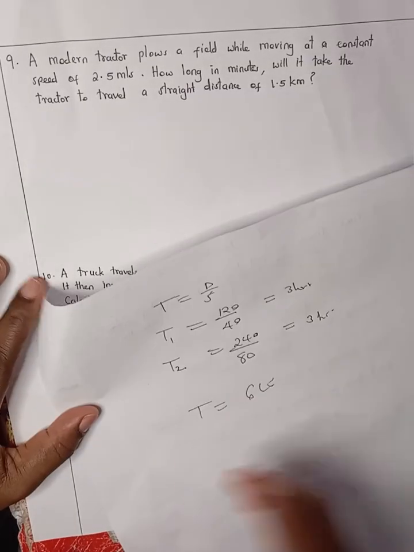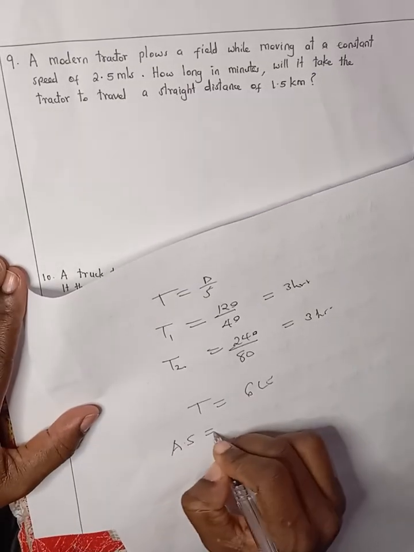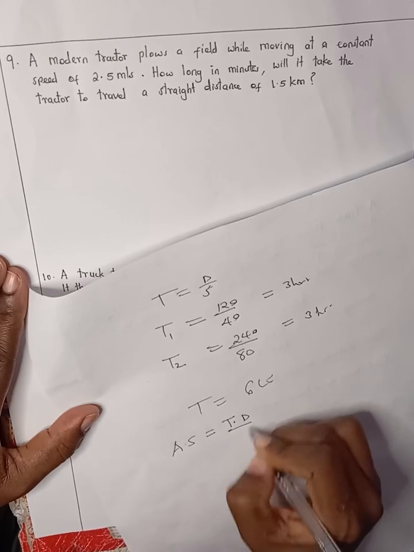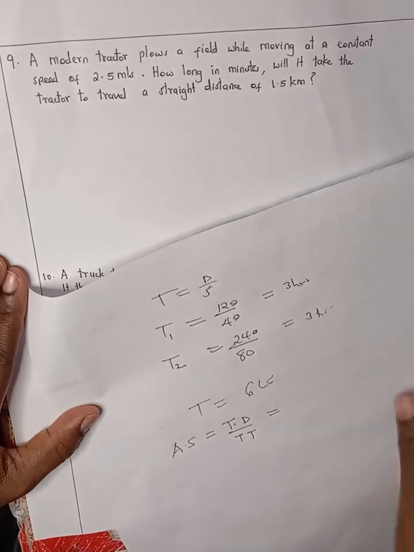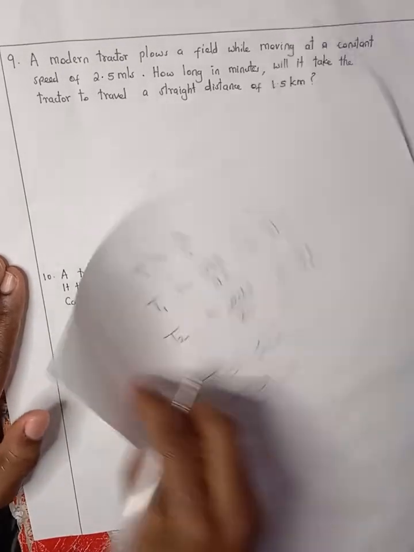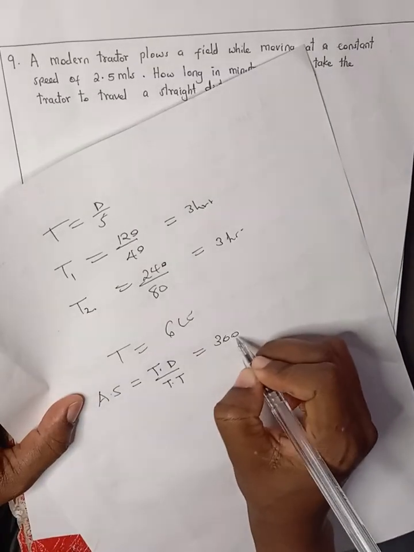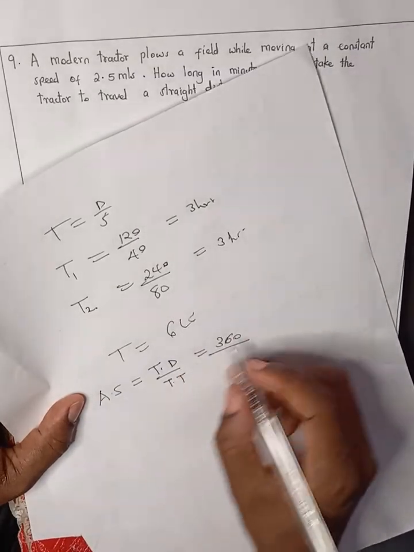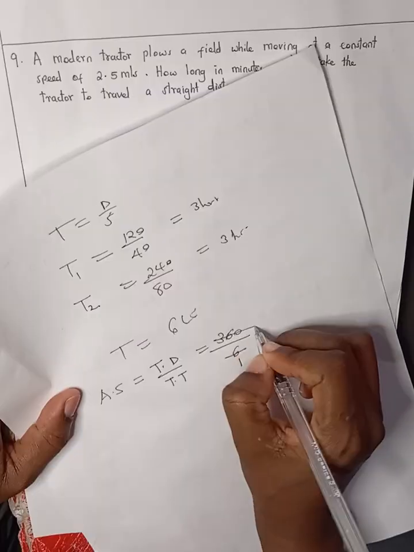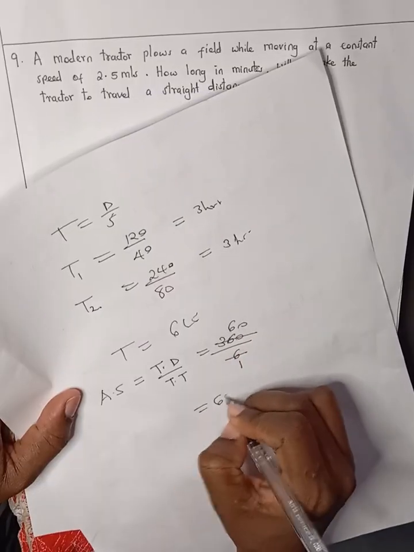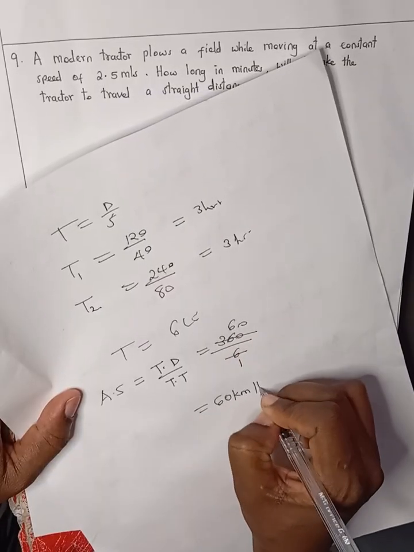And we know average speed is equal to total distance over total time taken. Our total distance was 360 over total time taken, which is 6 hours. 360 by 6 is 60. So it will be 60 kilometers per hour.